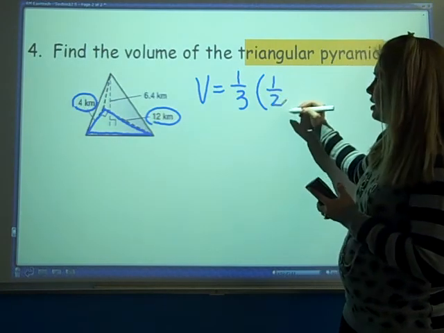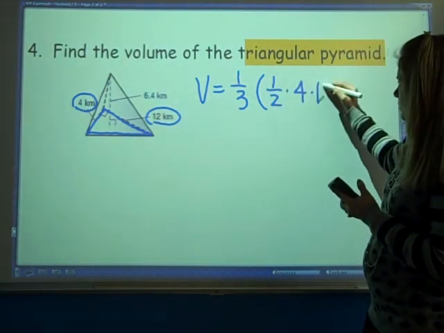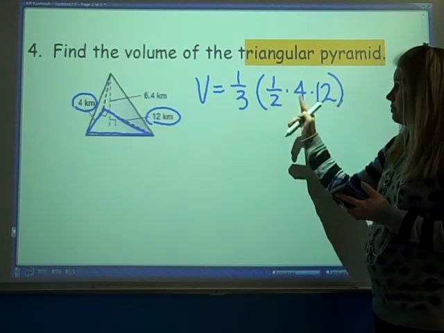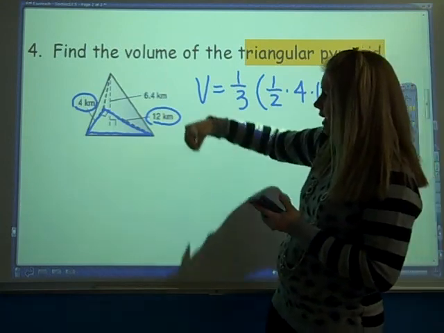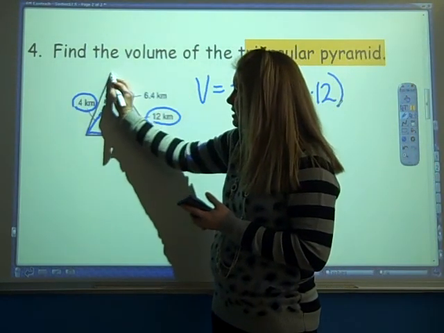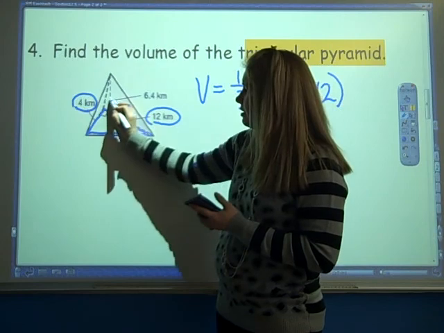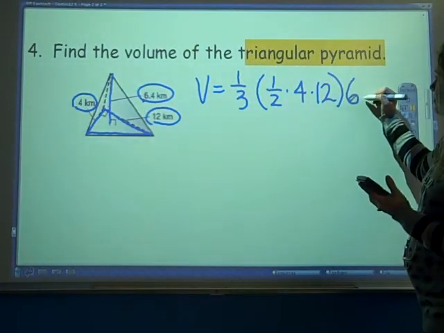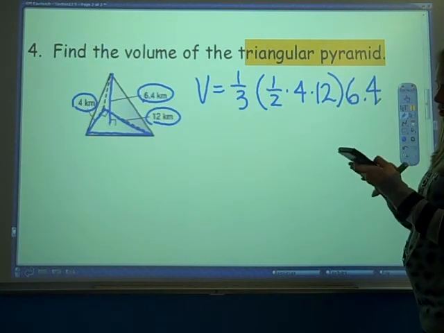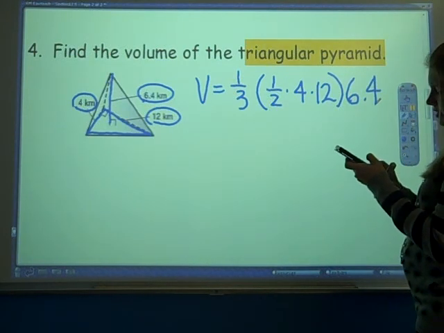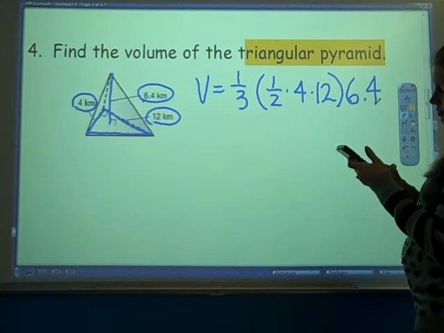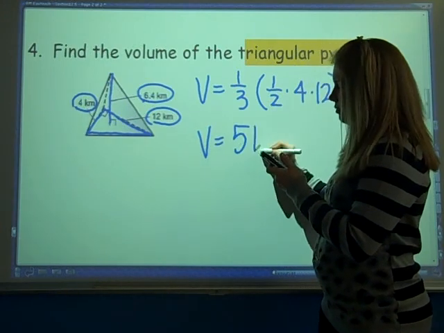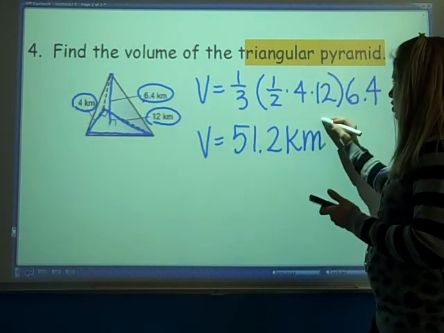So a half for a triangle, base times height. That's the area of the triangle, our base. Half times base times height. And then the height of the entire shape is this line that's going up to this point right here, which is delineated by the amount of 6.4. So I do 1/3 times a half times 4 times 12 times 6.4. My volume of this would be 51.2 kilometers cubed.